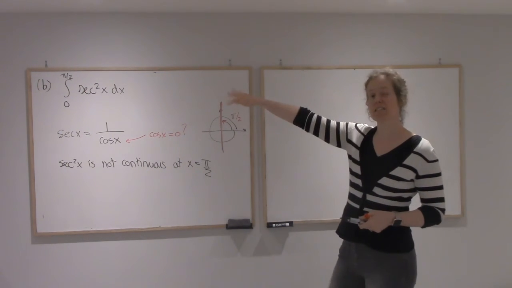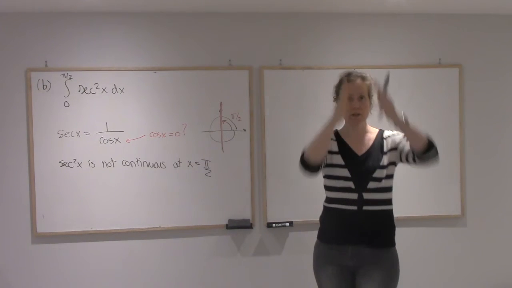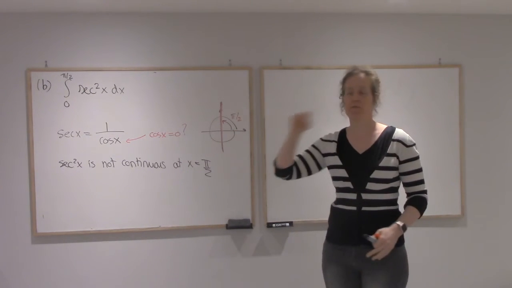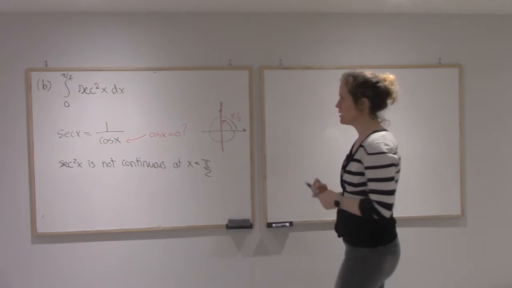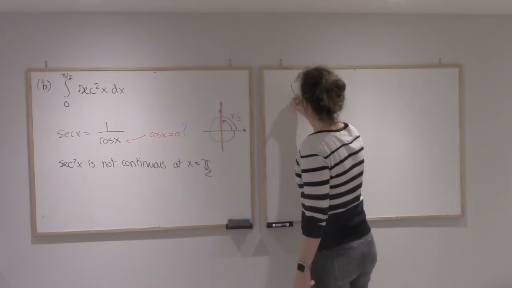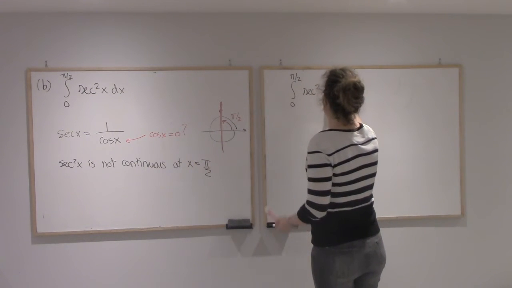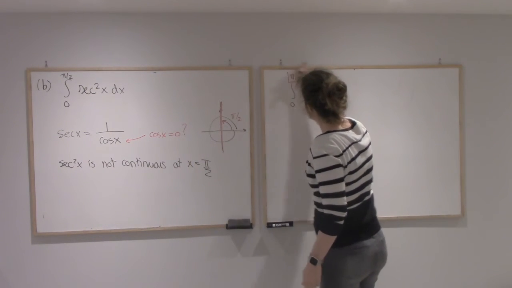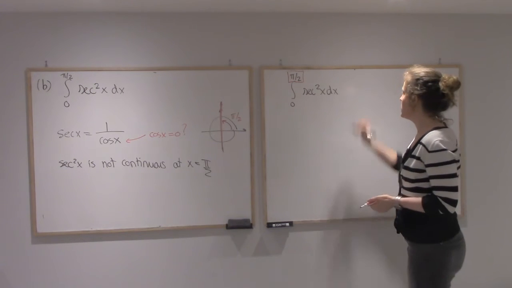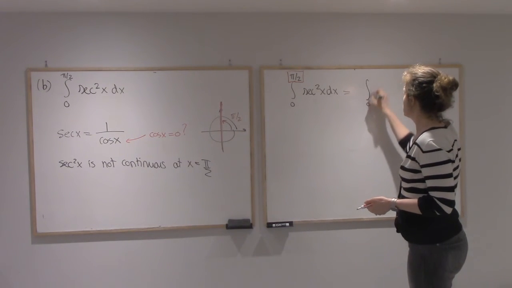In fact, this is the example I started with, that area that looked like a chimney. I'm doing half of it right now. We'll do it all in a second. All right, so 0 to pi on 2, secant squared of x dx. This is my discontinuity, so I'm going to replace it by t.